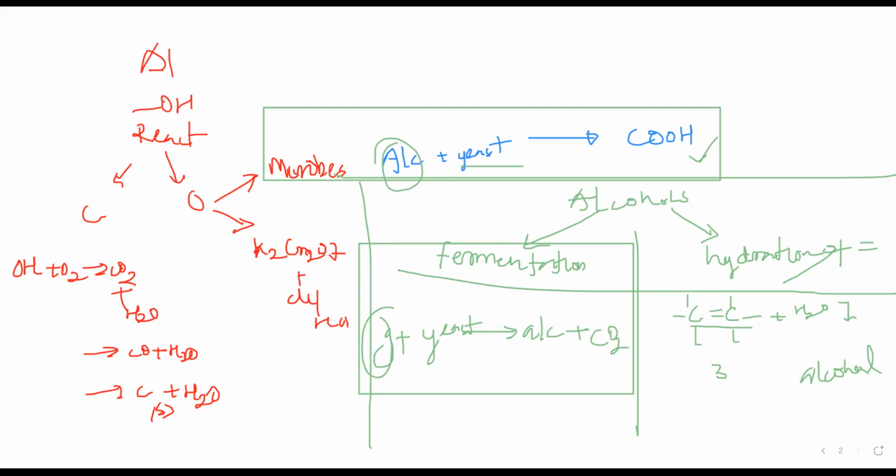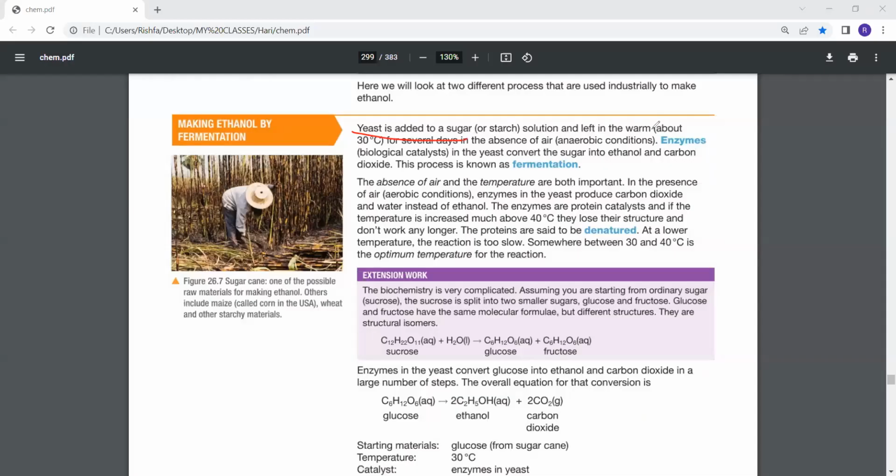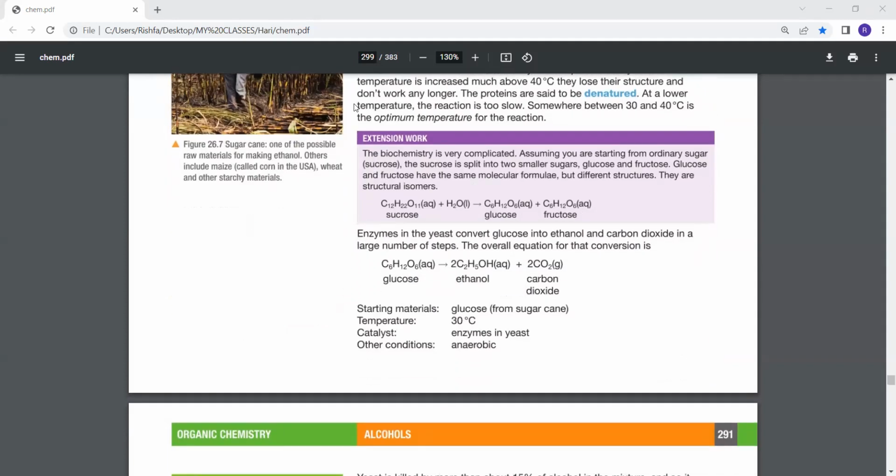See the fermentation. Yeast is added to sugar and then left for several days at 30 to 40 degrees Celsius. Yeast will convert the sugar into ethanol and CO2. This is called fermentation. The temperature matters because the enzymes are produced by the yeast, and too high a temperature can denature the proteins, so we need the optimum temperature of 30 to 40. This is the reaction: glucose converts to ethanol and carbon dioxide when we mix it with yeast in the absence of oxygen. Clear? So the starting material is glucose, and the catalyst is the enzymes in the yeast.